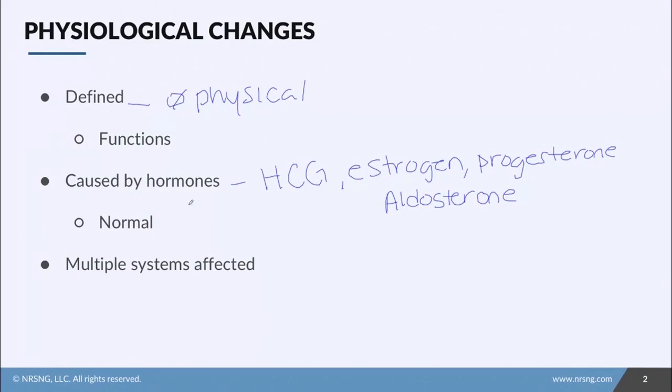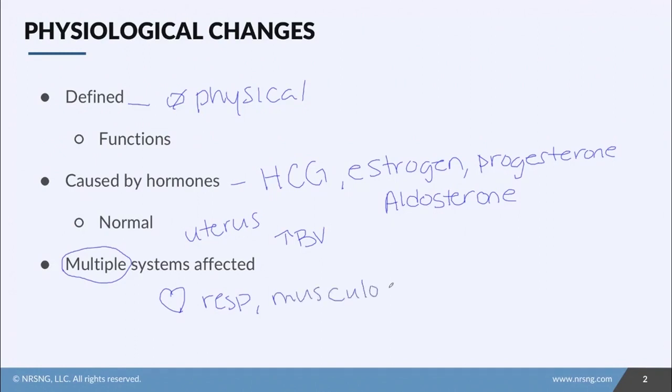Also, we have an expanding uterus that's taking up a lot of room in there, right? And then we have an increase in blood volume that causes a lot of these physiological changes. And we'll talk more about all those different effects. These physiological changes are affecting multiple systems. So we have the cardiac system, respiratory, musculoskeletal are the big ones here, our gastrointestinal and our renal system. And we'll break down and talk about these in more detail.